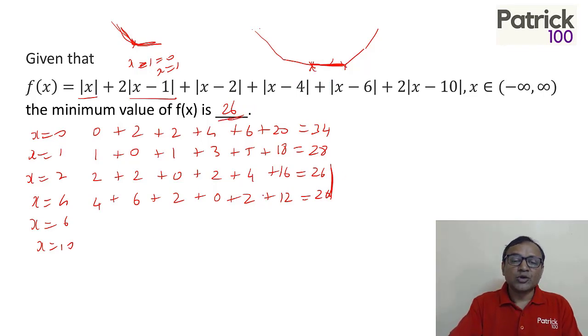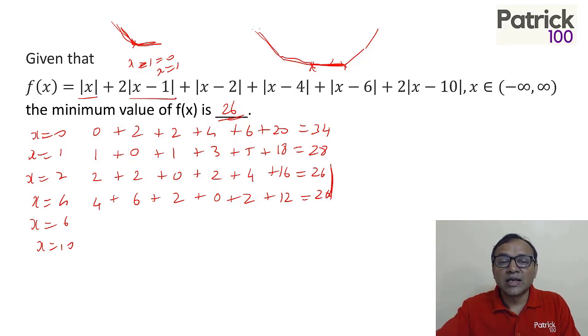You don't have to substitute, but if you want, you can substitute and check. As I said, the curve becomes like this. When it reaches the minimum point, the value stays equal and then it goes on increasing. The moment you find the value increasing, the earlier point will be the minimum point.